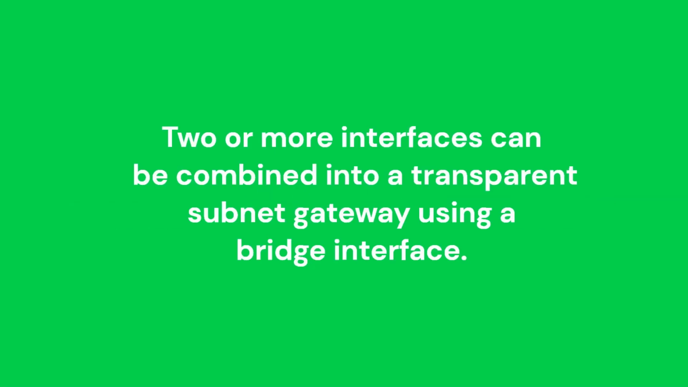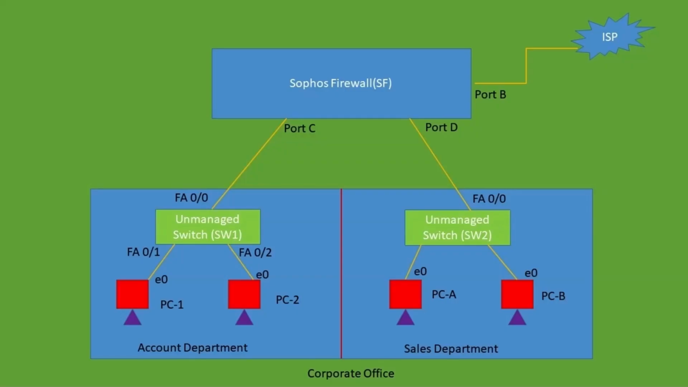Let's start our journey. Two or more interfaces can be combined into a transparent subnet gateway using a bridge interface. For example, in a small organization, we have two departments. One is the sales department and another is the account department. Each department has two users. Each department has its own unmanaged switch through which users are connected.